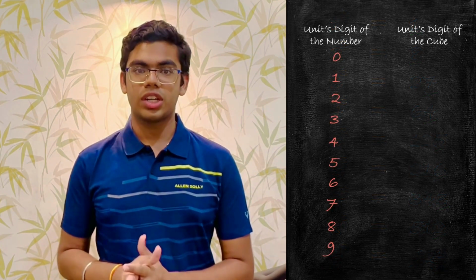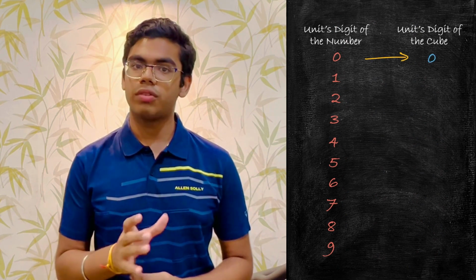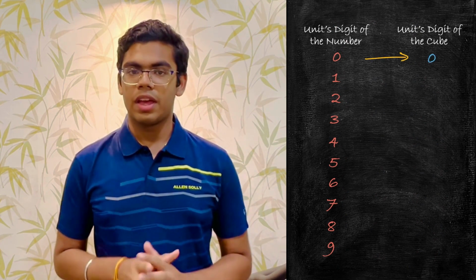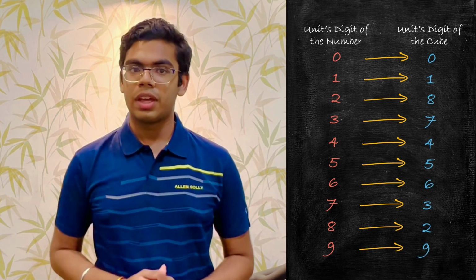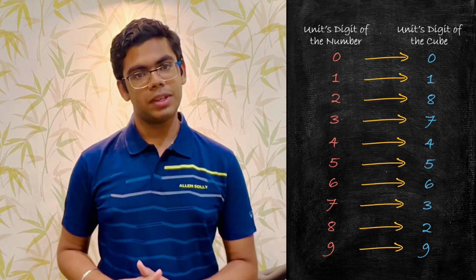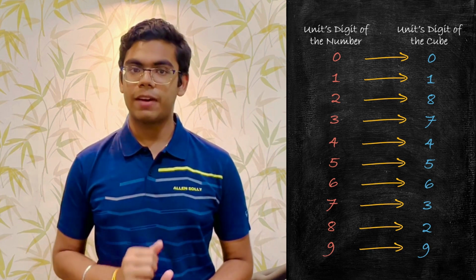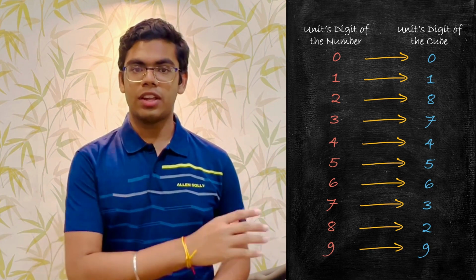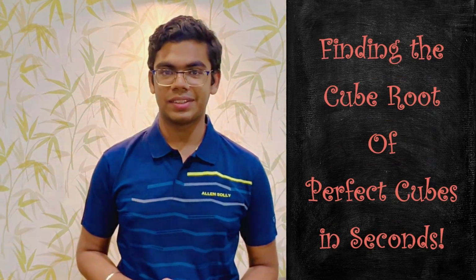If the units digit of the original number is 0, then the units digit of the cube would be 0 as well. If the original number's units digit is 1, it would be 1. If it's 2, it would be 8. If it's 3, it would be 7. If it's 4, it would be 4. If it's 5, it would be 5, and so on. Keep this in mind and you'll ace the trick.